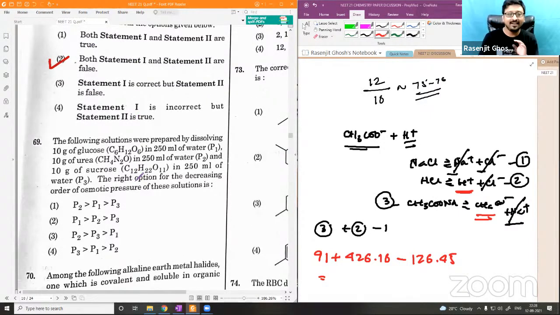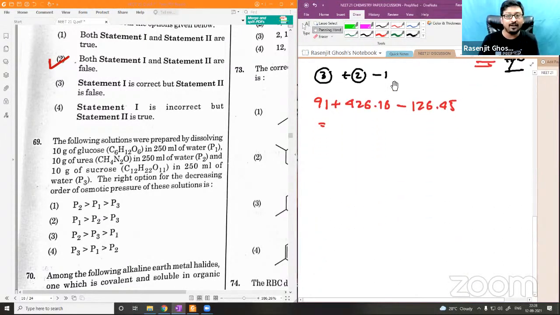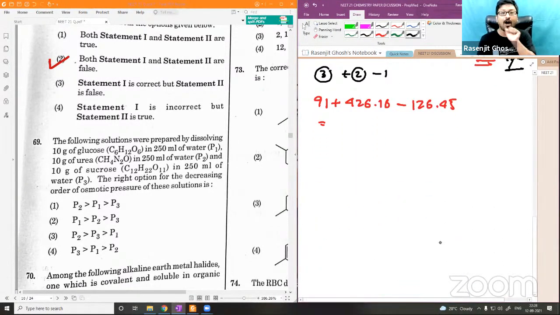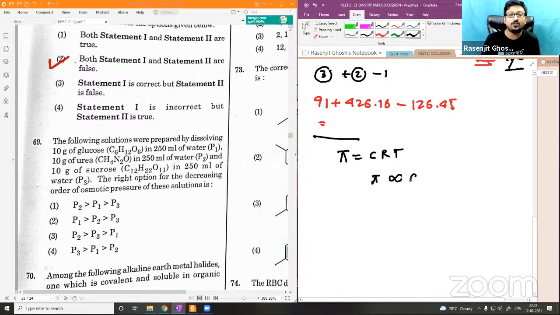Next one. This question is a little bit tricky, but it is also kind of straightforward. There are 3 solutions given, P1, P2, P3. P1 is for glucose, P2 is for urea, and P3 is for sucrose. Now the fundamental idea is that here you have to calculate the osmotic pressure. How can you calculate the osmotic pressure? We know pi is equal to CRT, right? That is, the osmotic pressure is proportional to the concentration. Let's say here I am representing the concentration by the molarity.